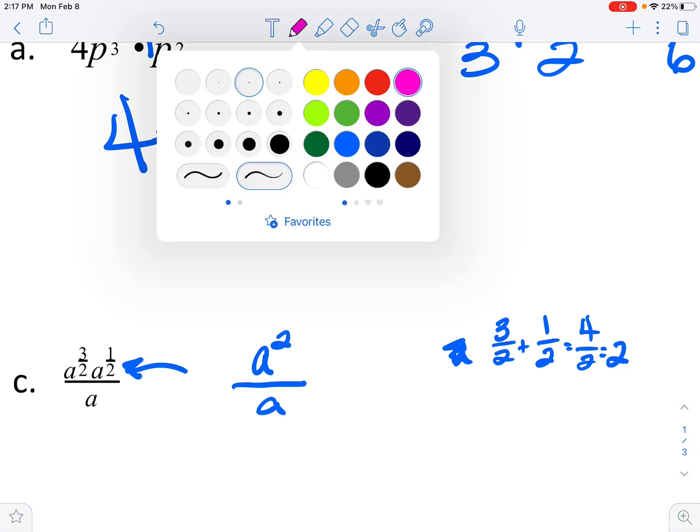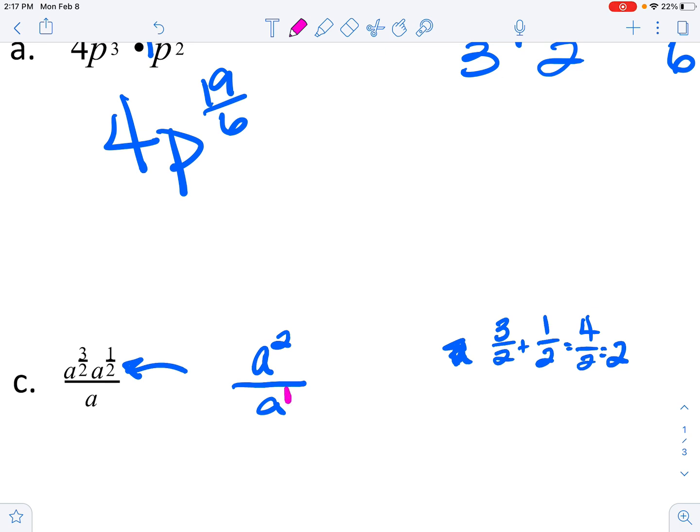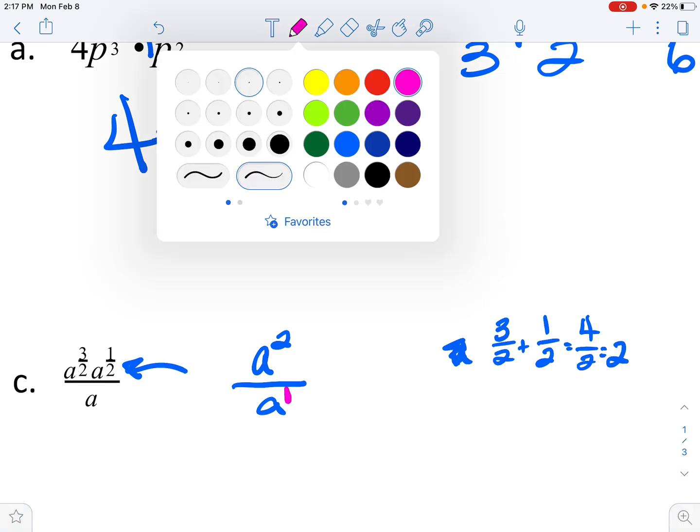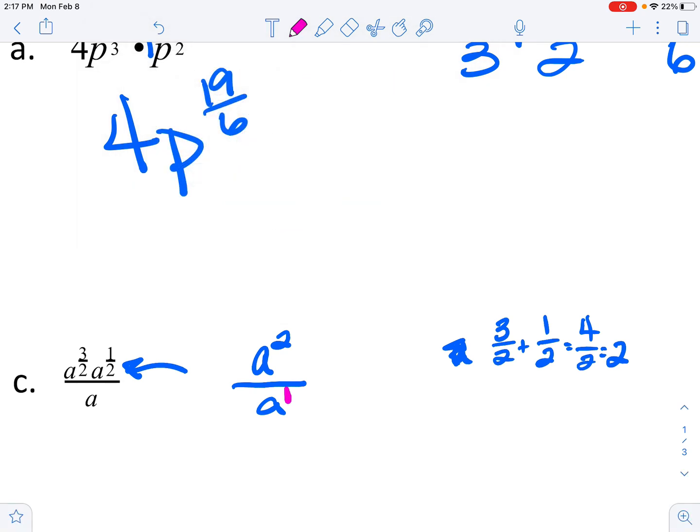Now we have to remember that because there is an a here, it is actually a to the first. You can do this a long way, which would be a times a over a. The a's cancel out, we are left with a. Or you could recognize that there's more a's on top, and so a is going to stay up top, and then you subtract the exponents, so 2 minus 1 equals 1, which is how we get a to the first power.